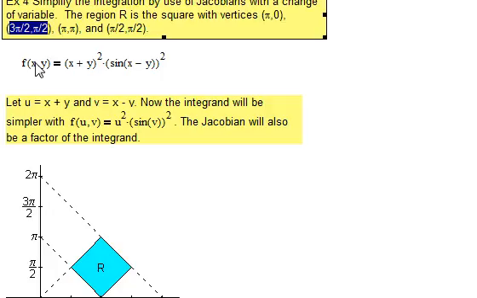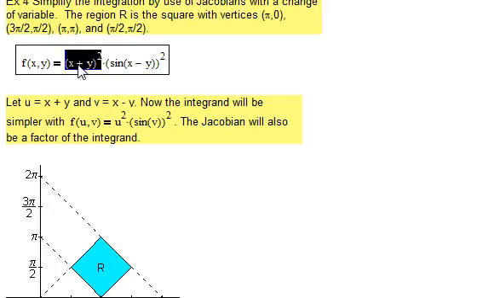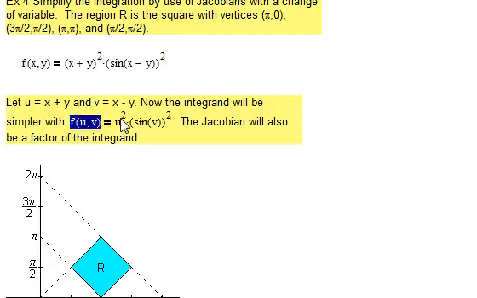And our function is f of x, y equals (x plus y) squared times sine of the quantity x minus y, squared. We could call it sine squared of x minus y, but my software won't write it like that, but that's what it's intended to be. So an obvious choice would be to let u be x plus y and let v be x minus y. So now the integrand will be simpler because it'll look like f of u, v equals u squared times sine of v squared. See how much nicer that integrand is now.